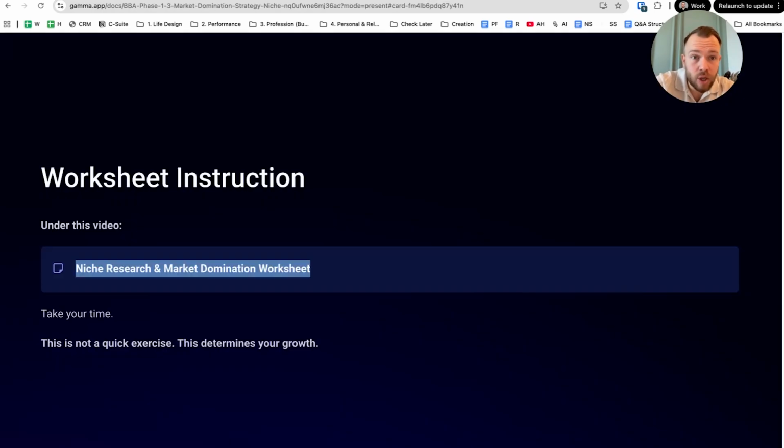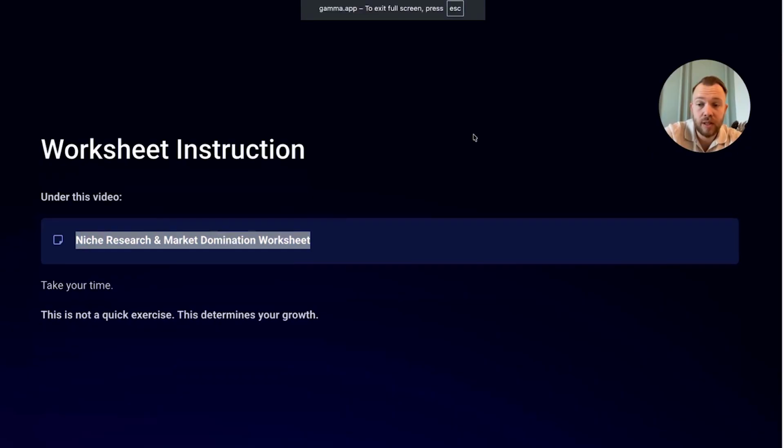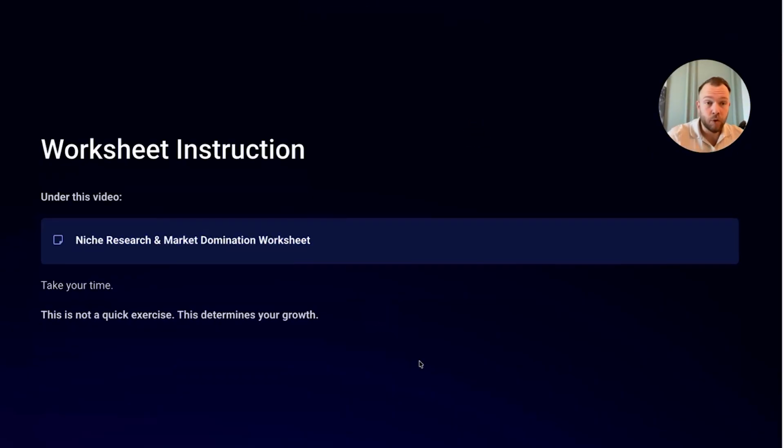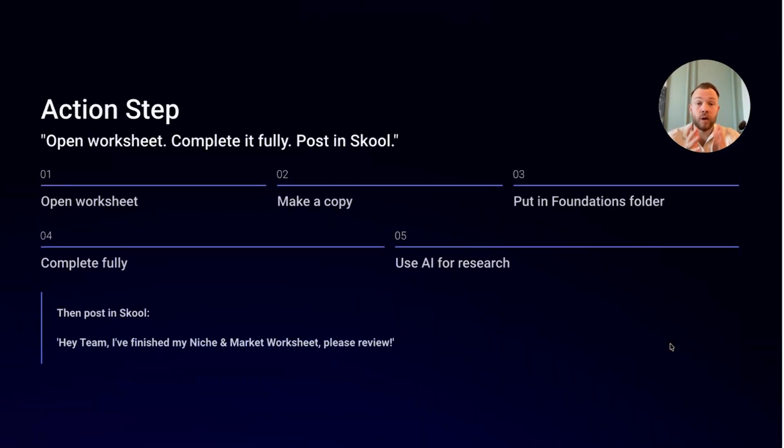So I want you to go through this document. It's a very, very important document, and it's one of the most crucial ones that we're going to be having in this entire phase, okay? So once you do this document, you make your own copy of it, you open the worksheet, you complete it fully, and then you post in school. Put it in the foundations folder so we can see it. You can name it document 1, and then your niche document, niche market worksheet.